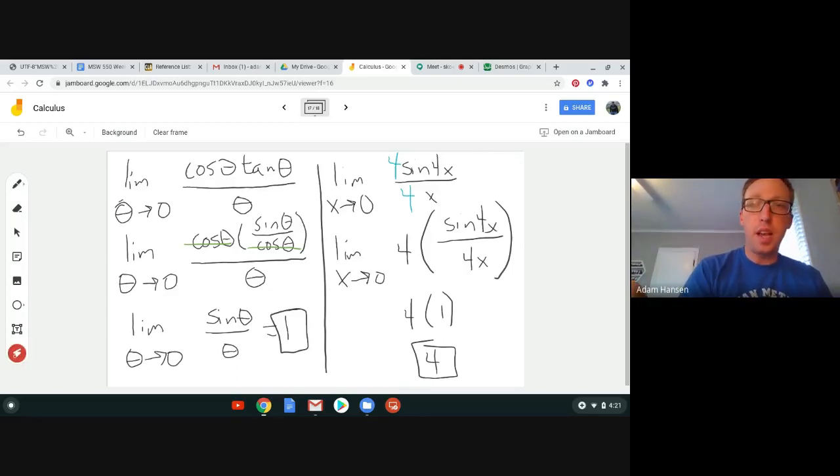If this was the sine of 5x divided by x, the answer would be 5. If this was the sine of 10x divided by 10x, the answer would be 10. Using the squeeze theorem.